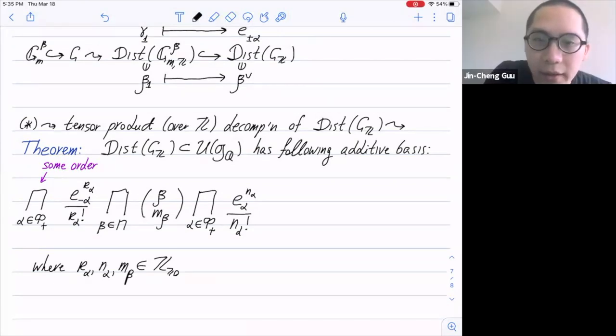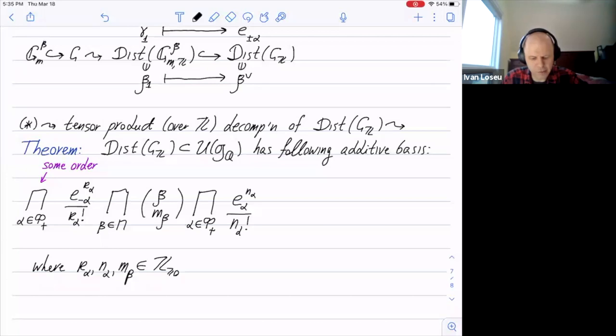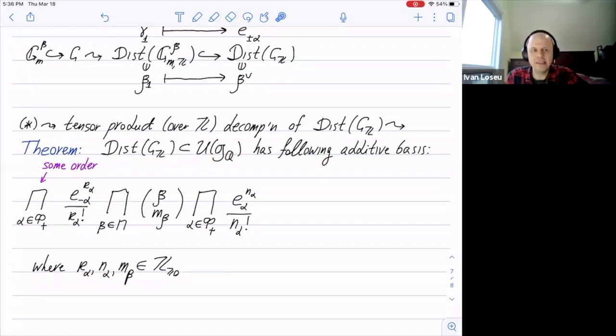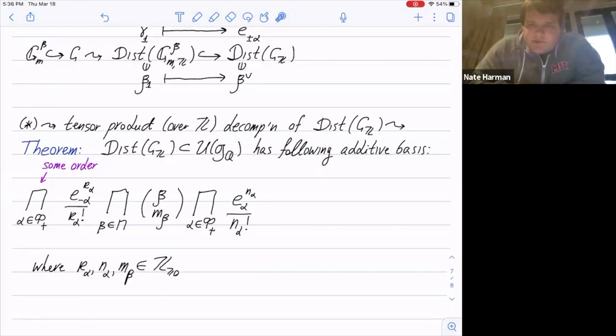Questions, please. Could you remind me why this Dist G_Z embeds into U of g_Q? Because you can show from this description, it's a free module. Okay. And this thing here is just this g_Q, which is a base change of this to Q. Okay. I see. So once you know that this is free, then it embeds. Thanks. More questions? Is this the same as the Kostant form? Yes. Great. That's right.